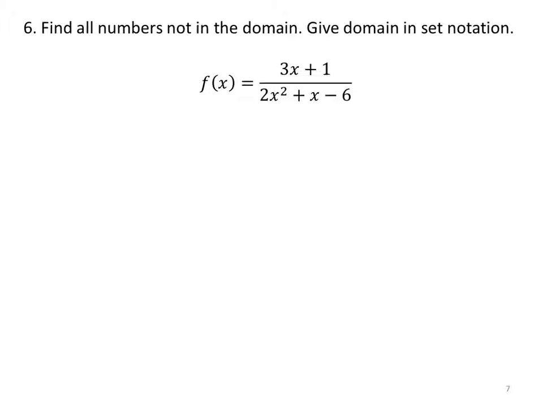This problem says to find all numbers not in the domain and then give the domain in set notation. If you had looked at this problem and not read the directions, you might have gone ahead and factored the denominator and canceled any like terms or any identical terms, and you would have gotten the problem wrong. So what you need to do differently is to see if you can find any value of x that is not allowed for a solution, and that would mean if there is any value of x that would force the denominator to be 0, then you would end up with dividing by 0, which is undefined.